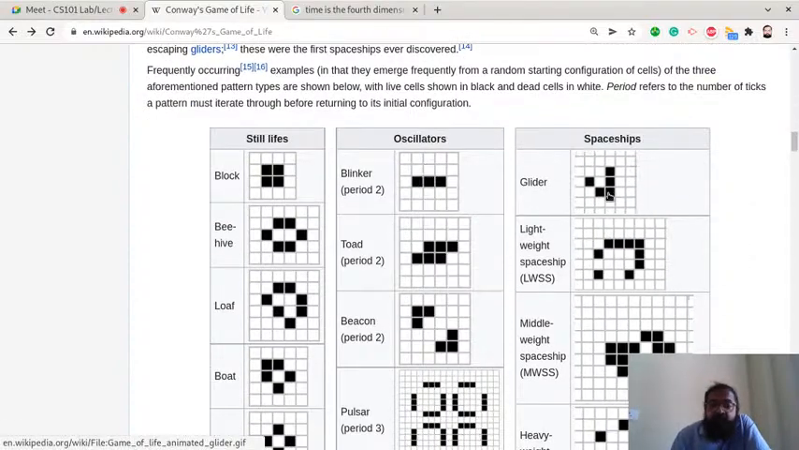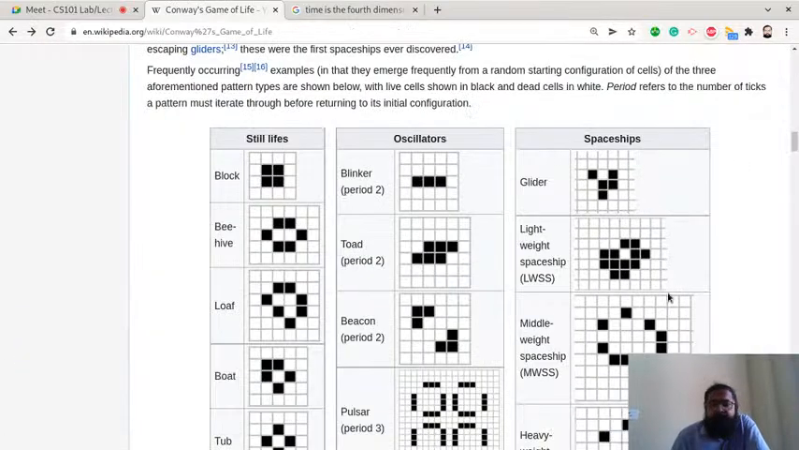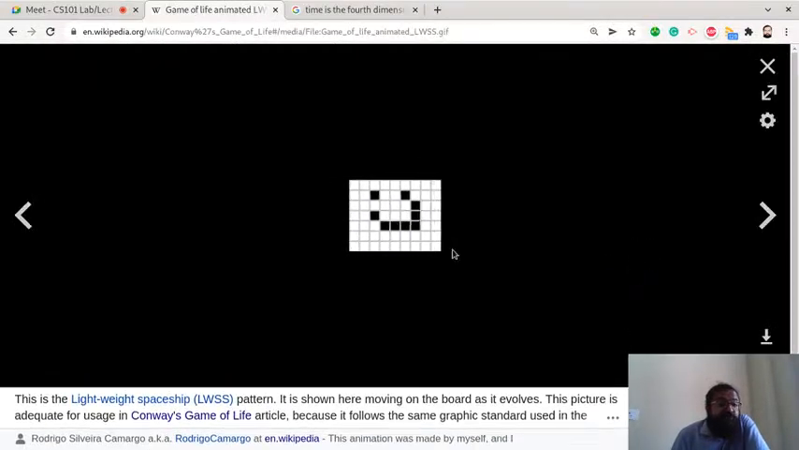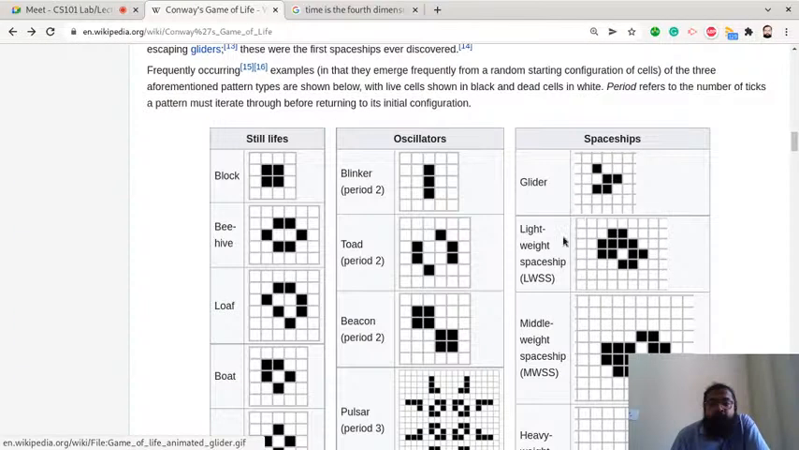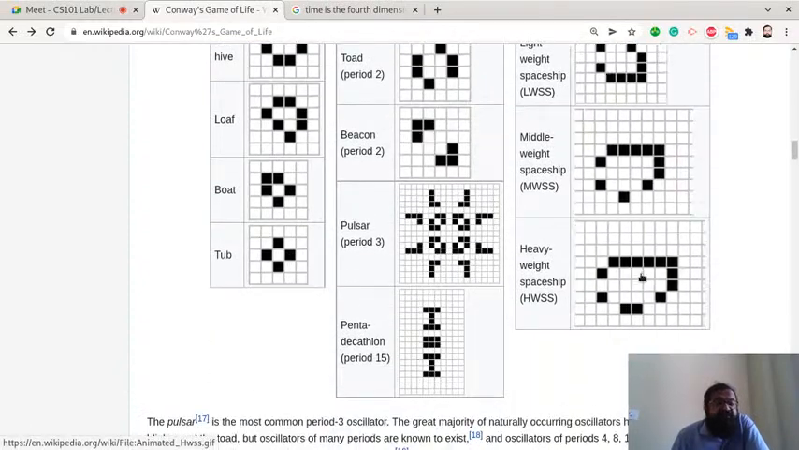You have something called a glider. A glider will be like something like this. It will keep gliding towards one side. You can see that the grid is moving, right, which means that this guy is moving from top to the bottom right, correct? Then you have the lightweight spaceship. So this is called a lightweight spaceship, LWSS. Then you have something called middleweight spaceship. Then you have something called heavyweight spaceship. Okay.